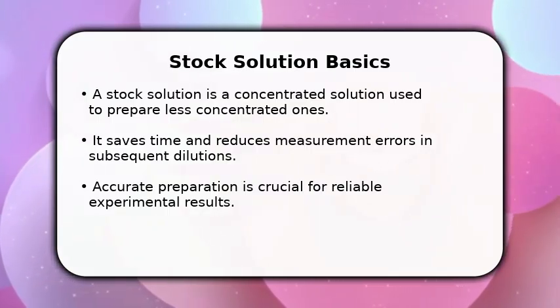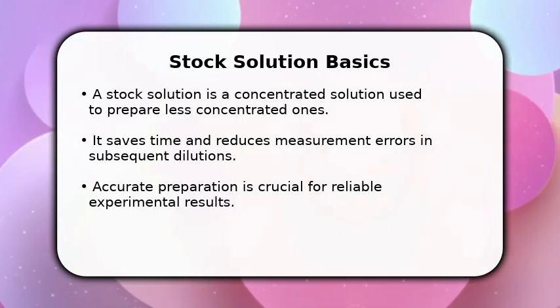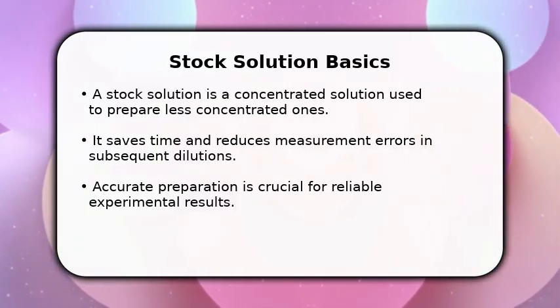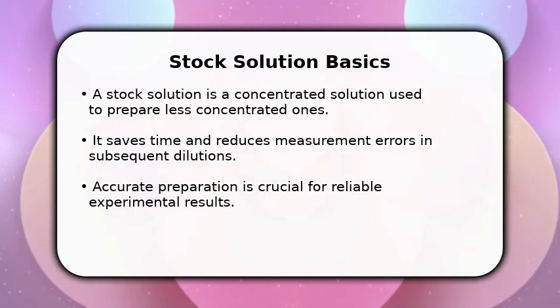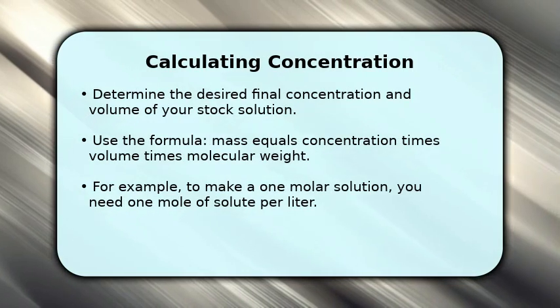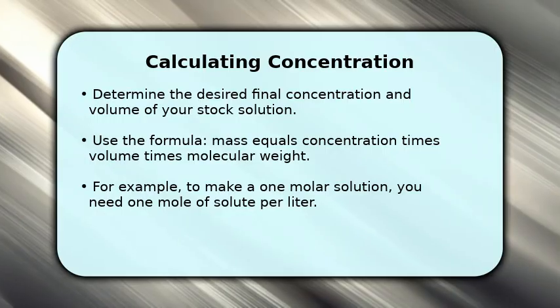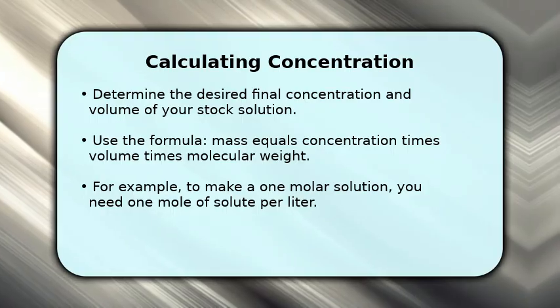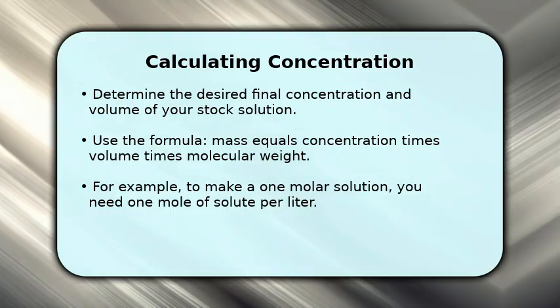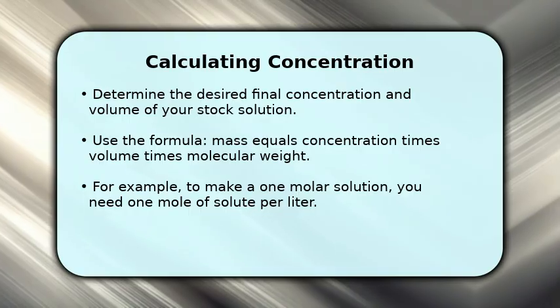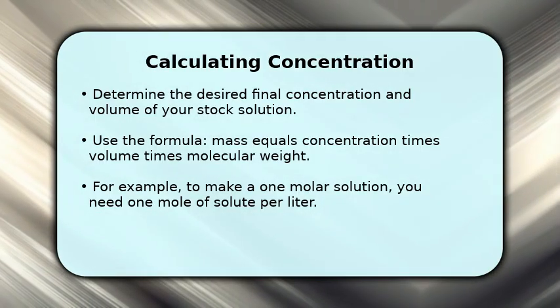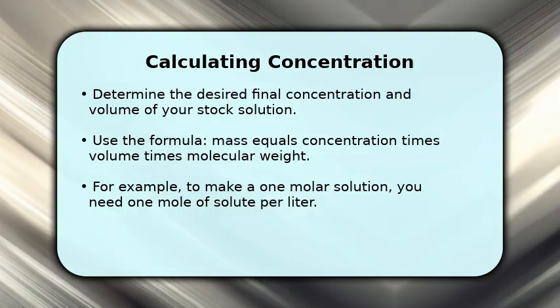Ensuring your initial stock solution is prepared precisely is absolutely vital for the accuracy and reproducibility of all your downstream experiments. Before you begin, you need to calculate the exact amount of solute required. First, decide on your target concentration and the total volume of stock solution you wish to prepare. Then, use the formula: mass equals concentration multiplied by volume multiplied by the molecular weight of your compound.